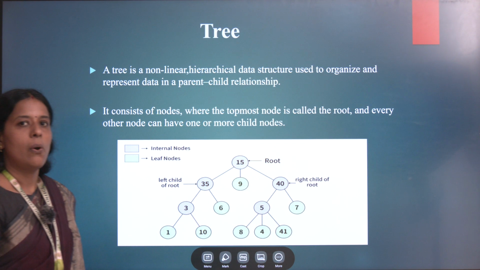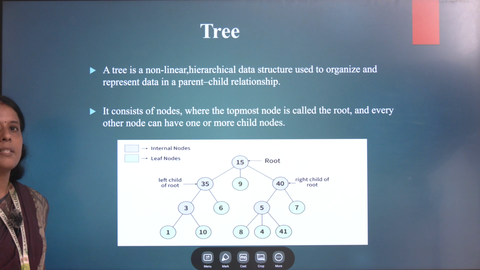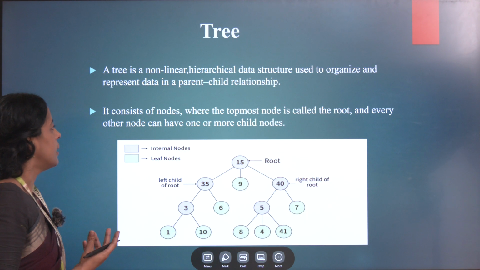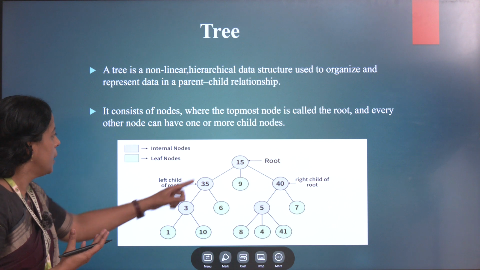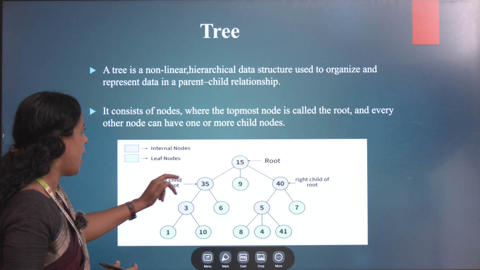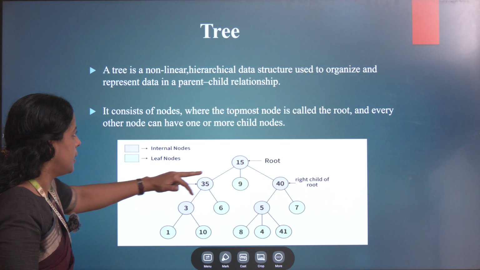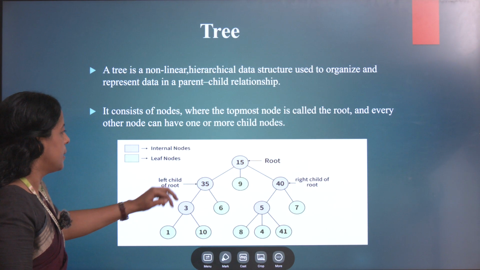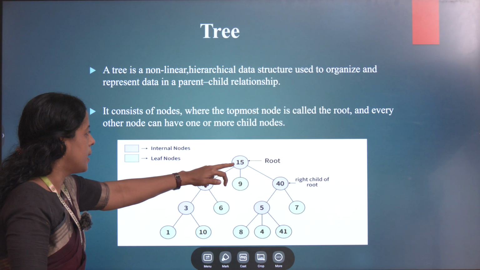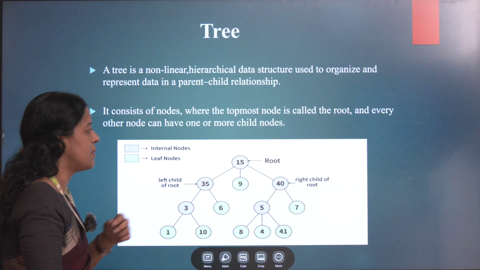Tree, as you all know, is a non-linear hierarchical data structure used to organize and represent data in a parent-child relationship. Here it consists of a root, the topmost node, that is called the root, and every other node can have one or more children, that are called child nodes. So this is a tree. This is the root, and this is the left child of the root, and this is the right child of the root.